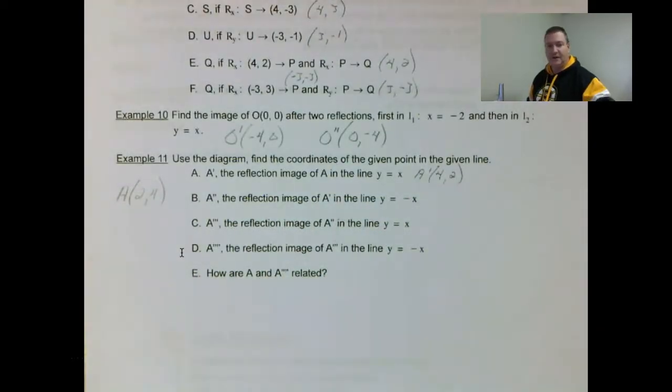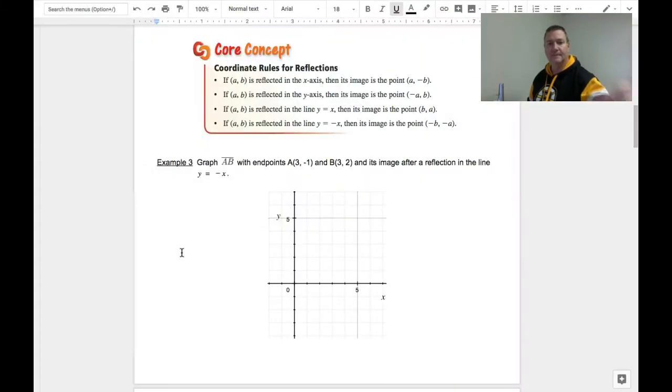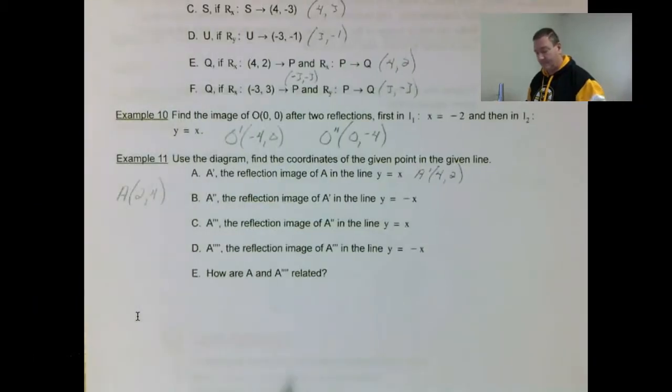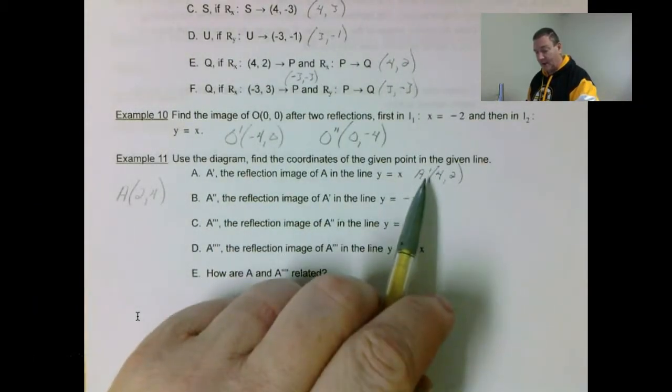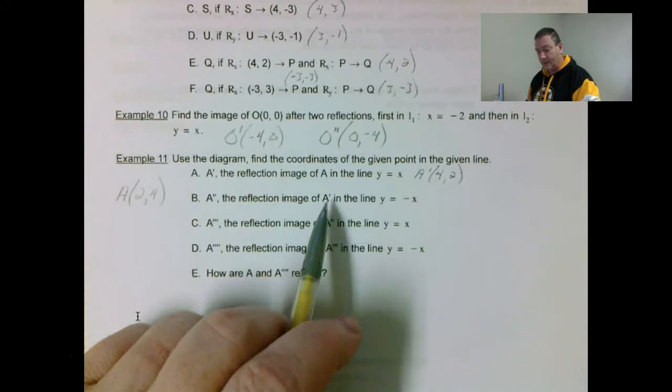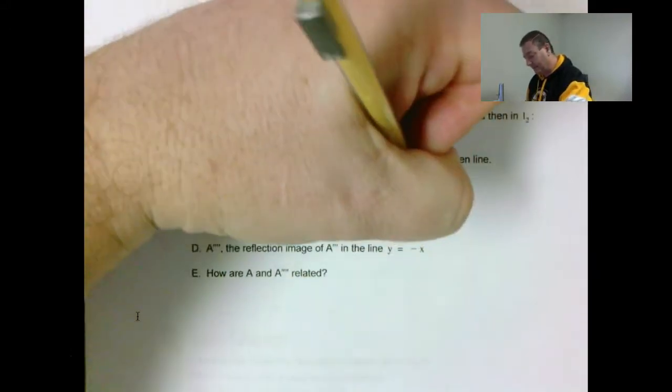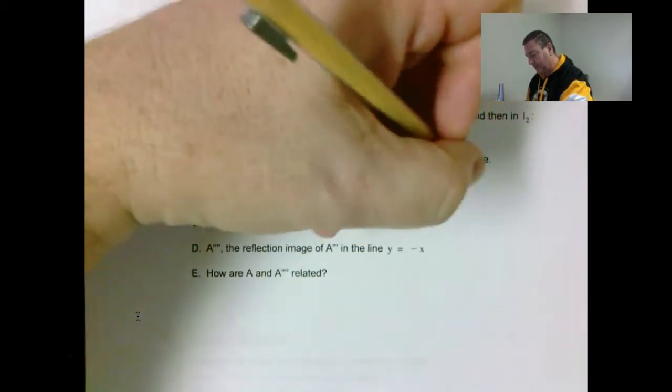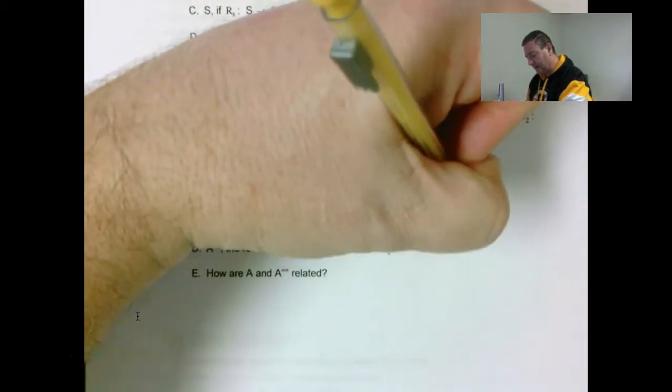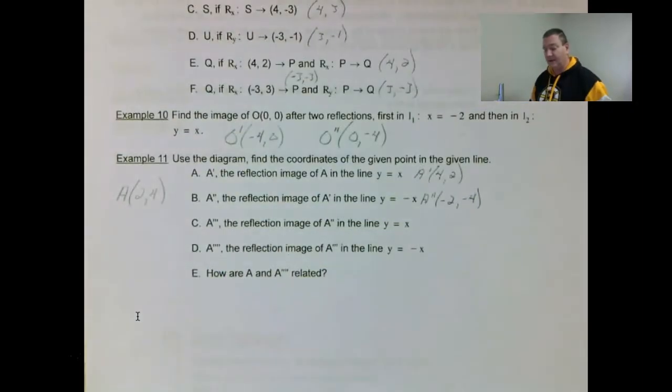A reflection in the line y equals negative x. So the line y equals negative x, a, b becomes negative b, negative a. So we flip them and we change their signs. So 3, 4 becomes negative 4, negative 3. So now we're going to take A prime and do the reflection to get A double prime. So we flip them and negate them. So I now have A double prime at negative 2, negative 4.